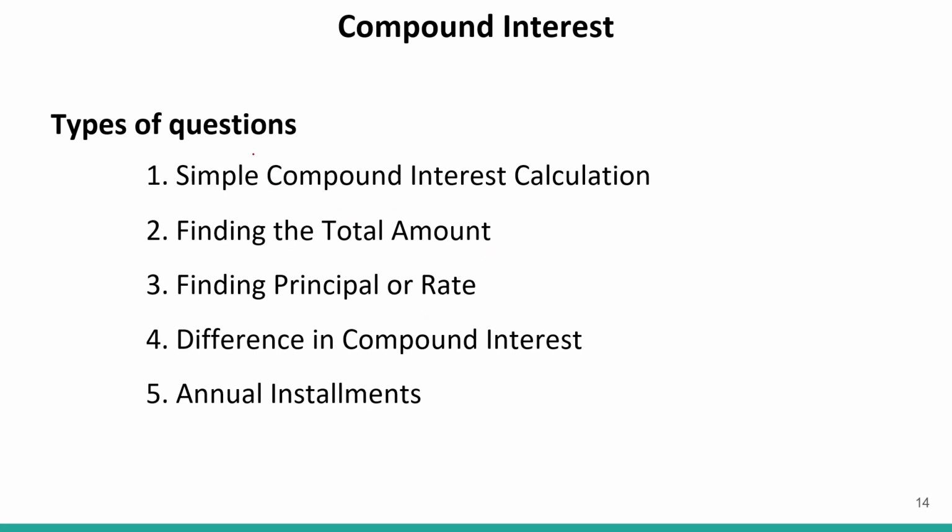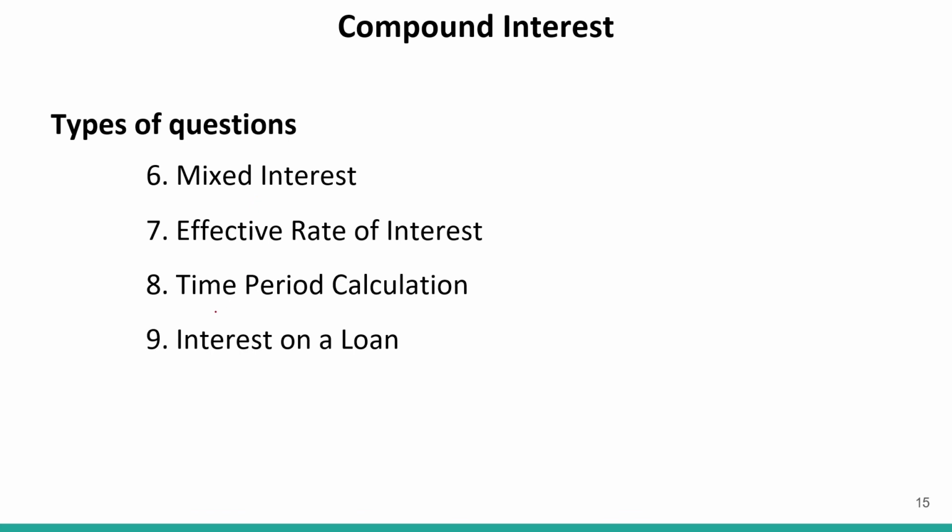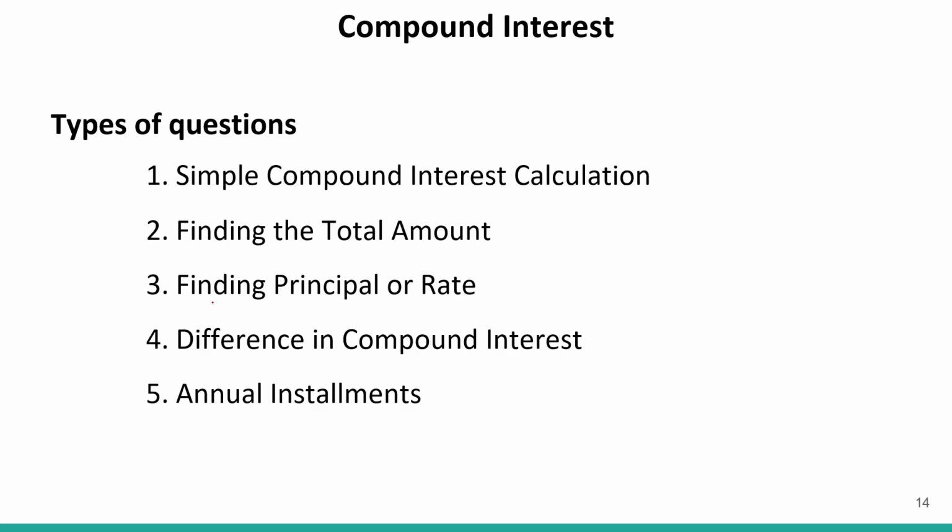So let's see the types of questions. In this topic, there are usually 9 kinds of questions that come in different competitive exams. The first kind is simple compound interest calculation. The second kind is finding the total amount: how we can find it using that formula, or whether there is any other concept we need to evaluate. Then finding principal or rate, that is the rate of interest or principal amount.